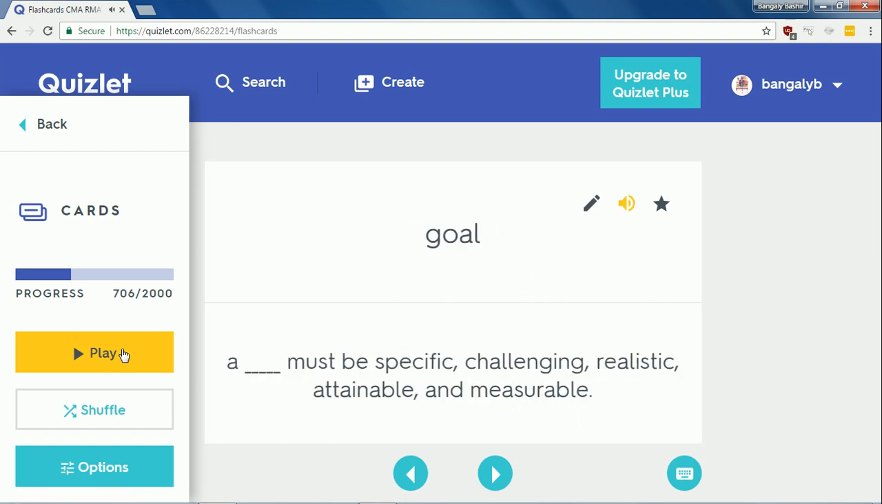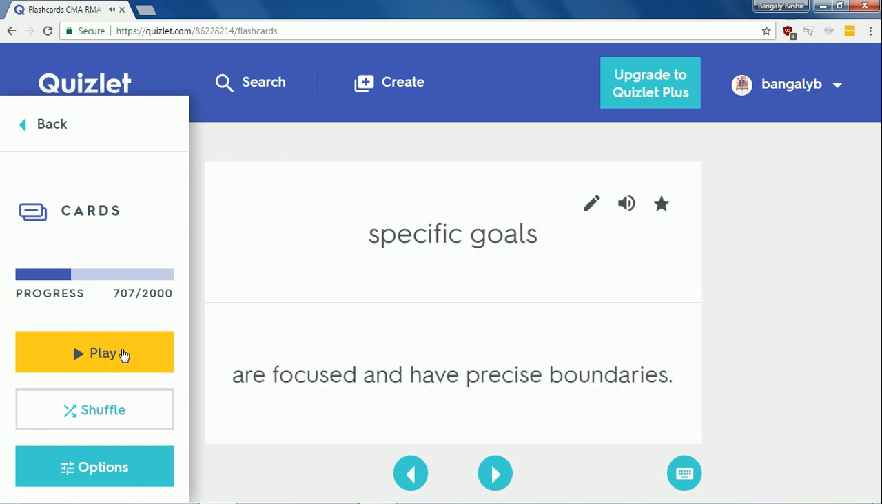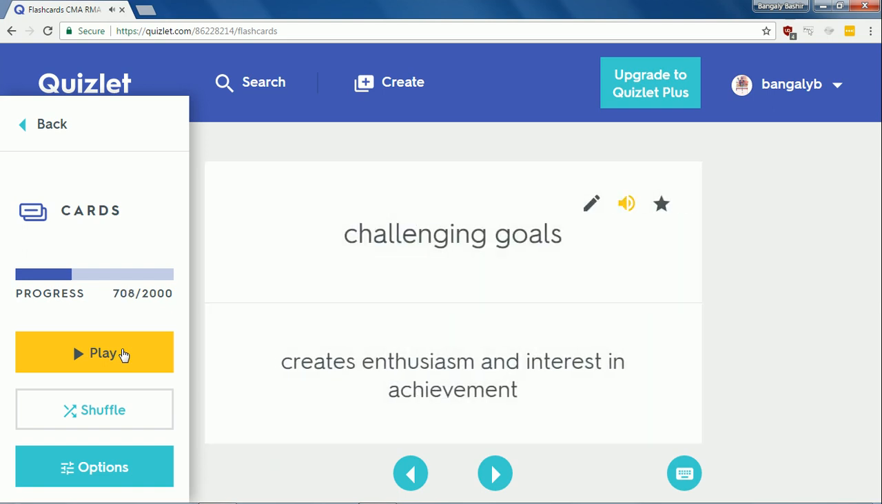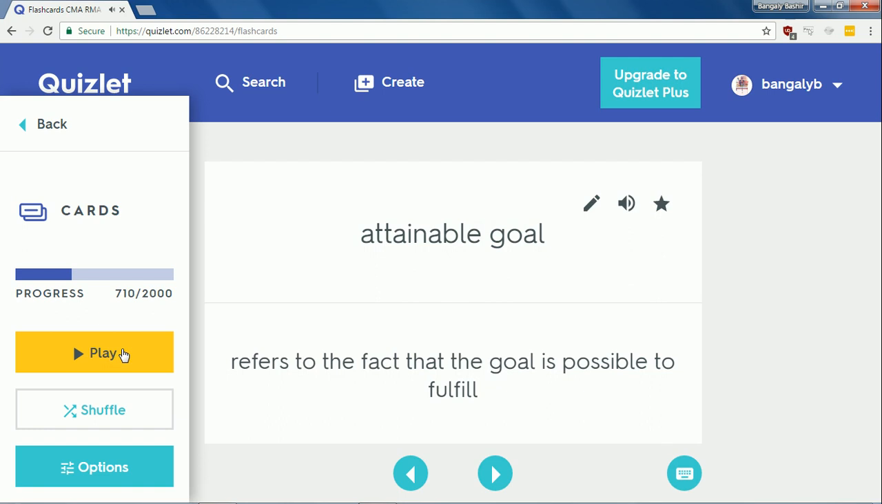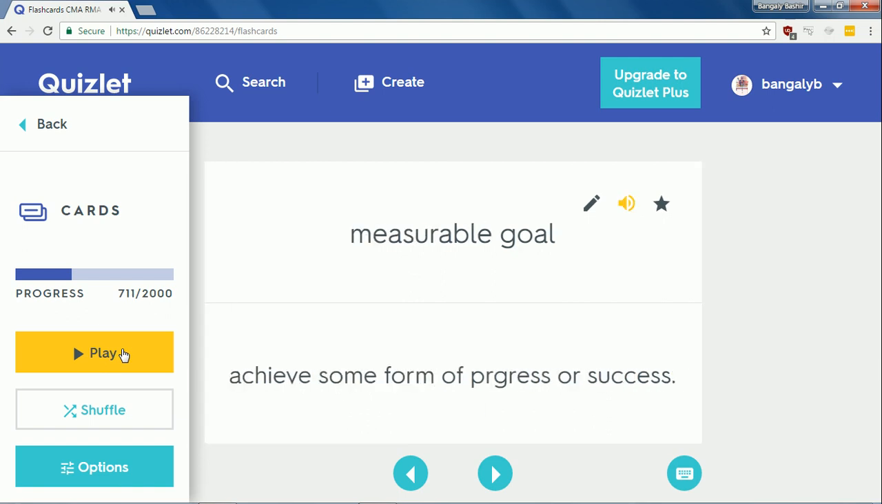Goal. A blank must be specific, challenging, realistic, attainable, and measurable. Specific goals are focused and have precise boundaries. Challenging goals create enthusiasm and interest in achievement. Realistic goals are practical or beneficial for the present and for future self-actualization. Attainable goal refers to the fact that the goal is possible to fulfill. Measurable goal achieves some form of progress or success.